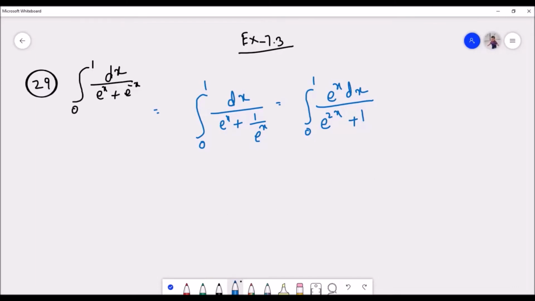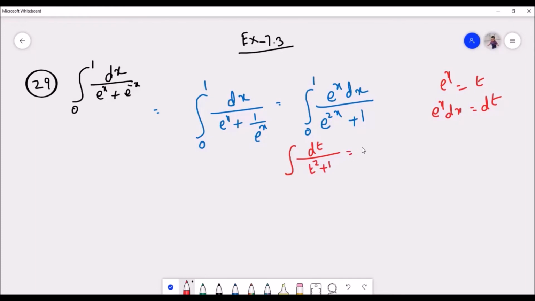So now let us go for substitution. Let e power x be t. Then we get e power x dx as dt. So in terms of t, we will not substitute the limits now. Again we go back to the function in terms of x, then we substitute the limits. So e power x dx is only dt, divided by e power 2x, which is e power x whole square, that is t square plus 1.